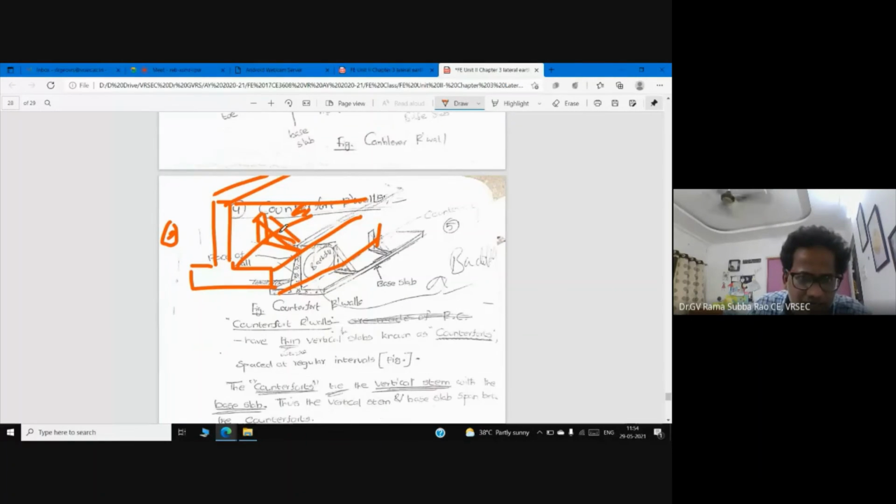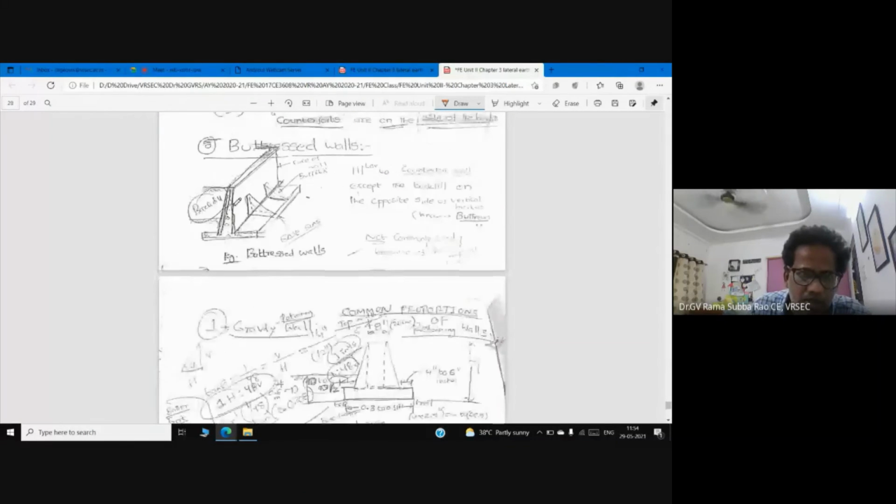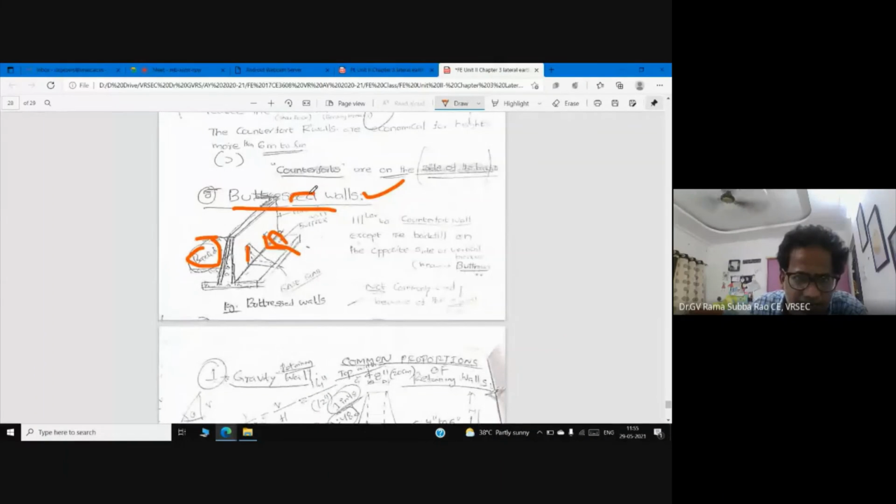Sometimes engineers construct counterforts on the front face. This is the front face, this is the backfill. Then they are called buttress walls. The objective of constructing these counterforts or buttresses is to reduce the additional bending moments and shear force, and so we can increase the height of the wall.